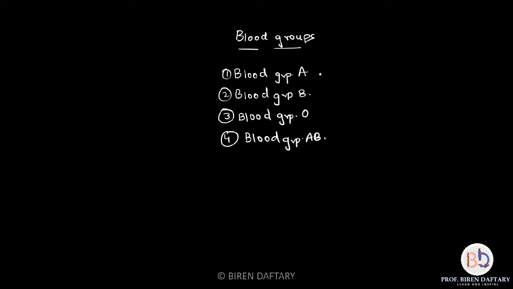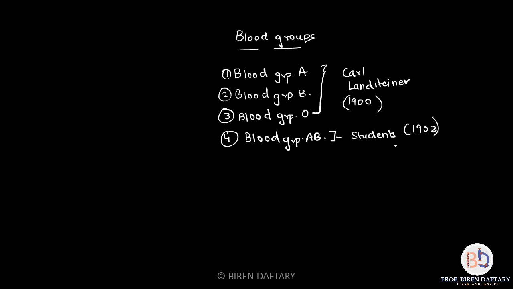Now, out of these four, the first three were discovered by a scientist called Carl Landsteiner. Alright, he discovered these three blood groups in the year 1900, and this blood group AB was discovered by his students in the year 1902. Okay, so that is about the discovery of blood groups. Finally, Landsteiner did get the Nobel Prize in 1930 for his work. So that is something regarding the history of the blood groups.